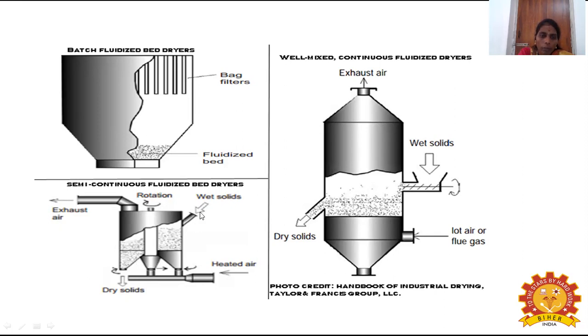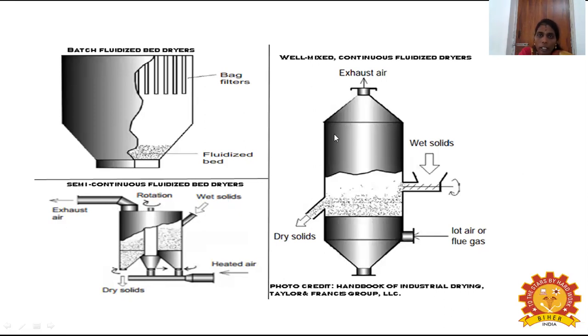Here we feed the wet solid this way. Then we pass the heated air through it, so that the granules, the pharmaceutical product, will be dried with this heated air. After that, here we can collect the dry solid. And the exhaust air goes away from this container.